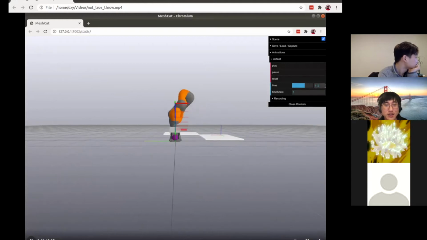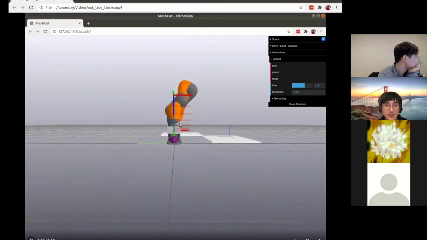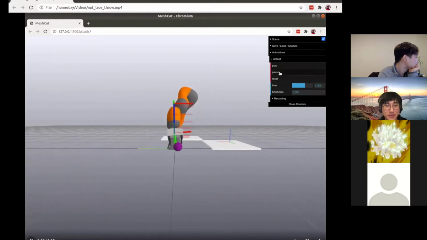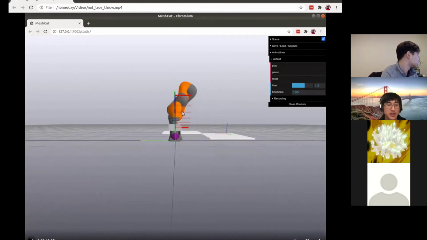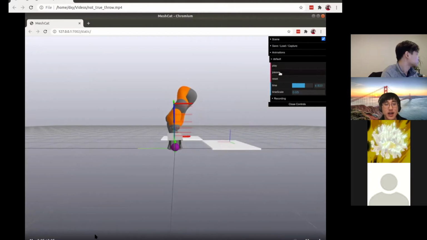In fact, if we look closer here, the robot's throw is not even straight. In other words, the throw is not true. And the reason for this is because the joints can't instantaneously accelerate to the velocity we tell them to accelerate. That lag causes the entire motion to be off.